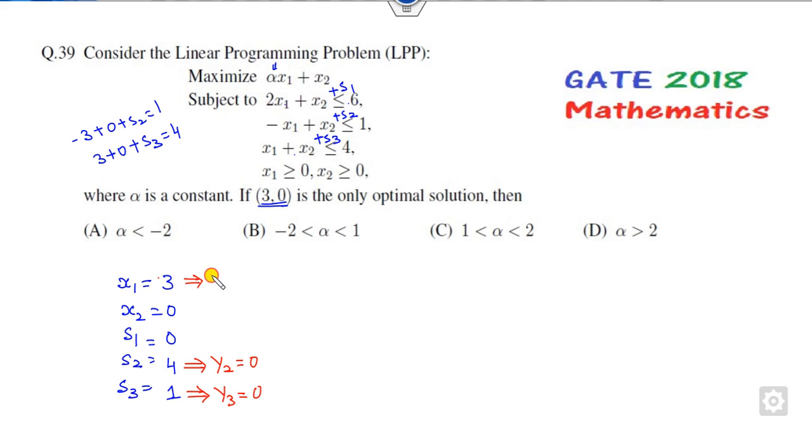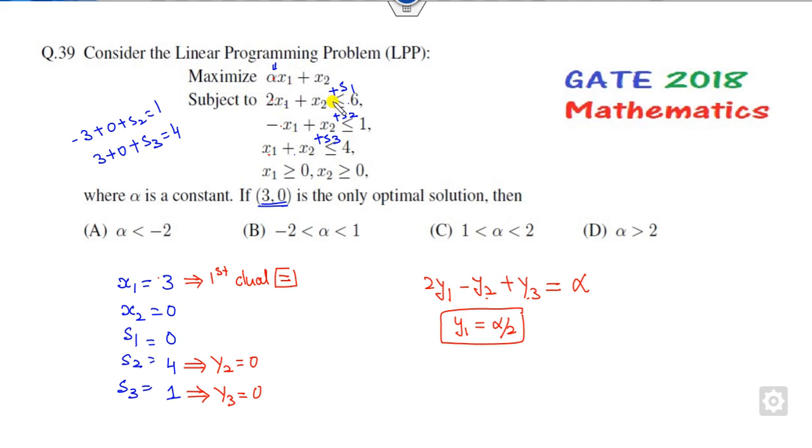x1 is present, so the first constraint of the dual is an equality. So we can write the first constraint: 2y1 minus y2 plus y3 is satisfied as equality of alpha. Fine. And y2 and y3 are 0. It is given to you. So y1 will be alpha over 2.